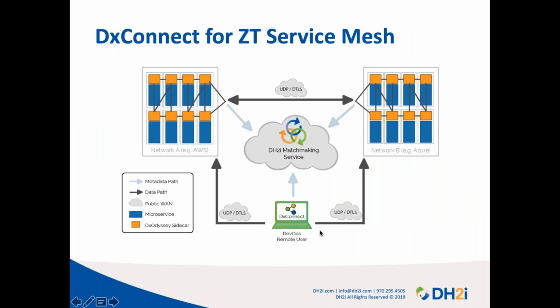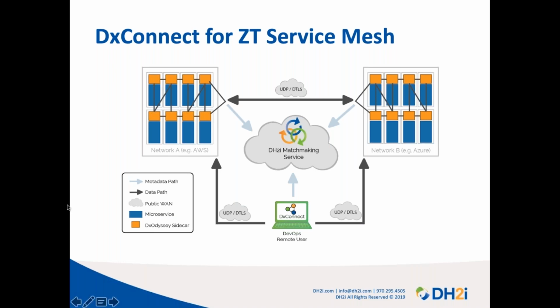So here's an additional use case. Here we have an application that consists of various microservices, and they're running in disparate networks. Okay, so this one might be in AWS, the other one, let's say, is in Azure. And so all of these various different microservices need to communicate with one another. And so essentially, by adding DxOdyssey on the side of each of those microservices, they can communicate with one another directly. This is very interesting for folks that are doing DevOps. So these microservices can communicate very easily and securely.